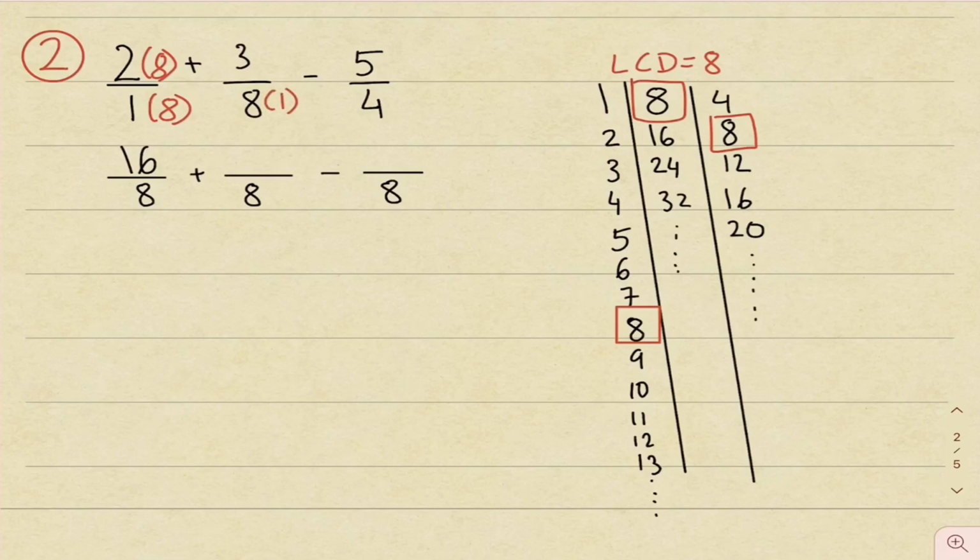If I'm multiplying by 1, I have to multiply by 1 on the top as well. If you're multiplying by 1, nothing is changing, right? 8 times 1 is 8. 3 times 1 is 3. So the second fraction is just staying the same, 3 over 8.